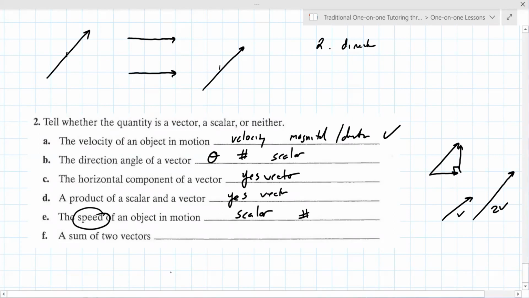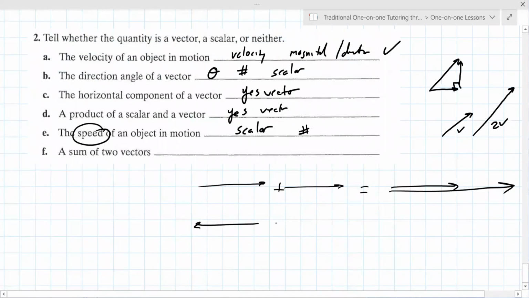A sum of two vectors. Interestingly, if I add this vector and this vector, I get a new vector. But if I add this one and this one, I get 0. So probably the true answer is it depends, but I think they're looking for vector here.